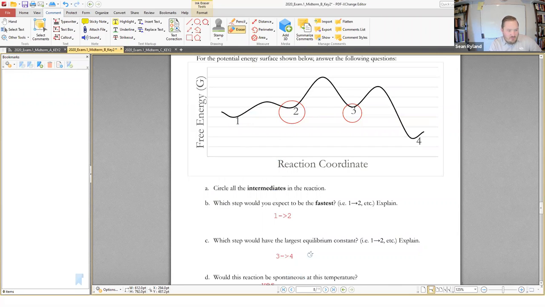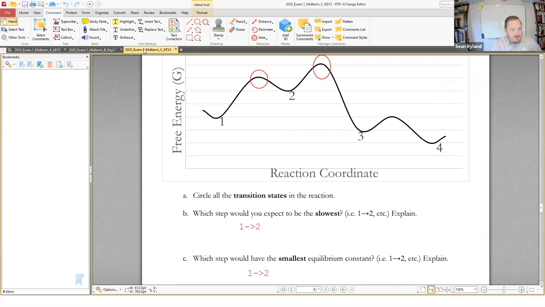And if you're looking for which step would have the largest equilibrium constant, it's not just the largest difference in energy, it's the largest downhill difference in energy. If you wanted to know what the largest equilibrium constant was here, it's going to be the one where you're most downhill in energy, which would be from 2 to 3 in this case. If you want to know the smallest equilibrium constant, it's going to be the exact opposite. The one that's most uphill in energy gives you the smallest equilibrium constant, because a small equilibrium constant means that it favors keeping things as the reactant. In other words, the reactants are more stable than the products.